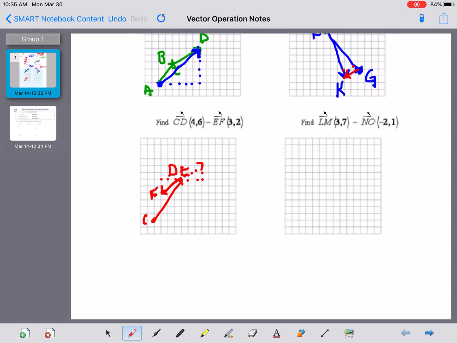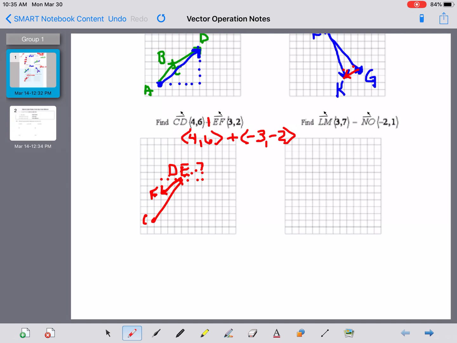If you remember, subtraction is add the opposite. We could rewrite this problem as 4, 6, changes to add the opposite, which would be negative 3, negative 2. Which is the same as moving left 3 down 2, which if you look at my graph, that's what I really did when I went from E to F: I moved left 3 down 2.